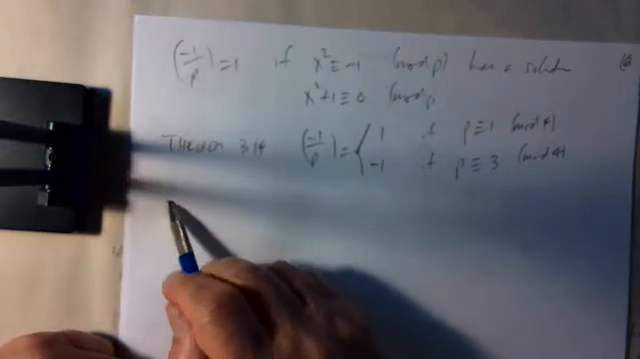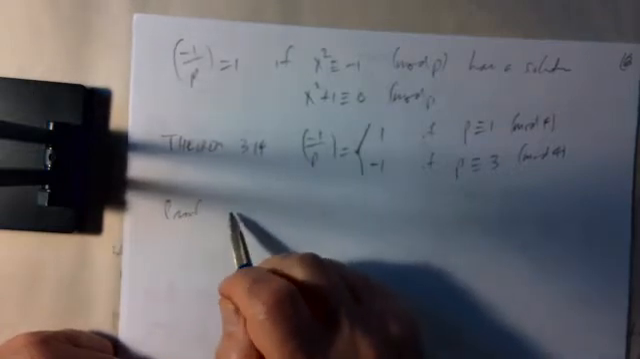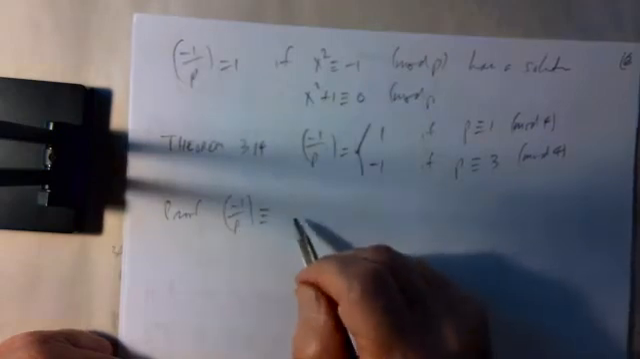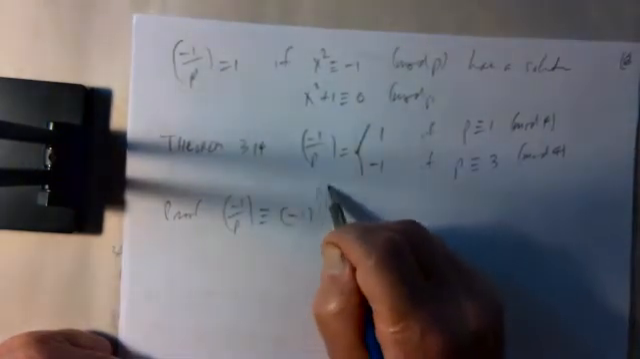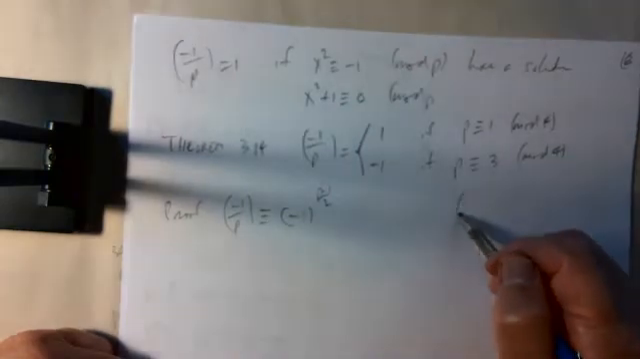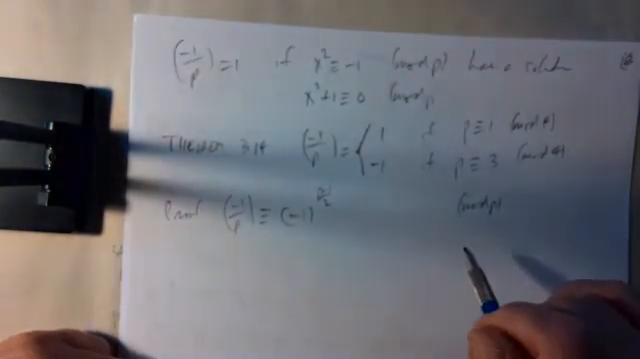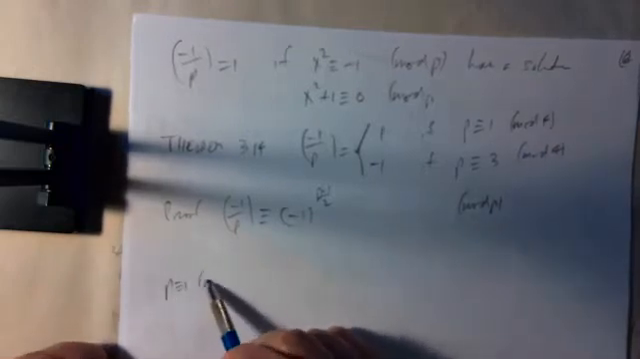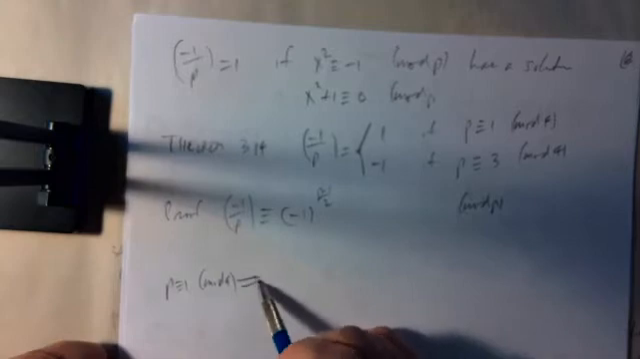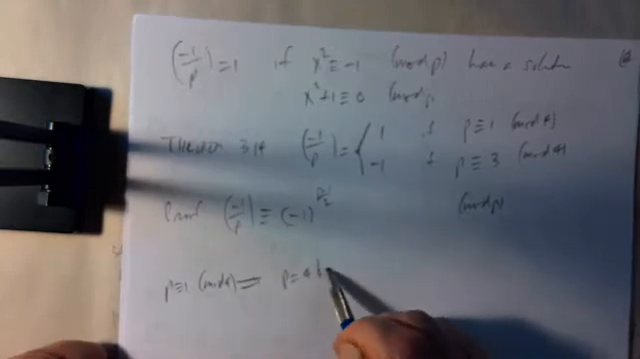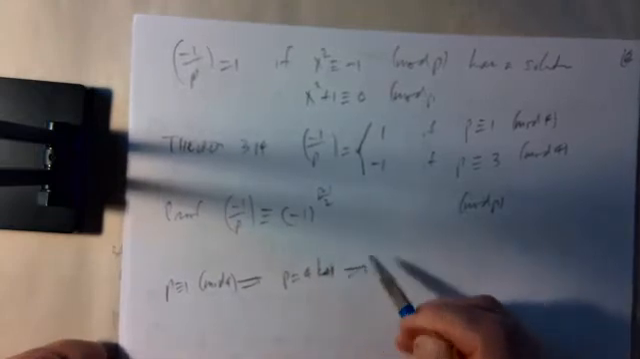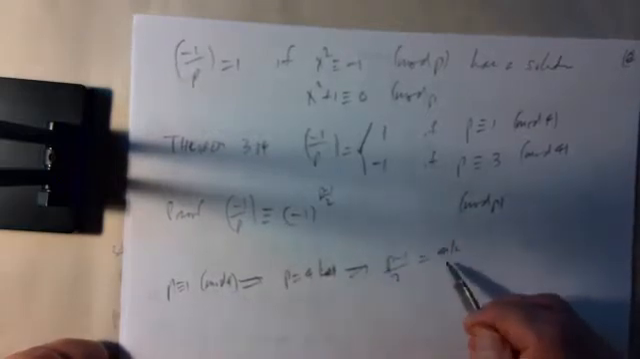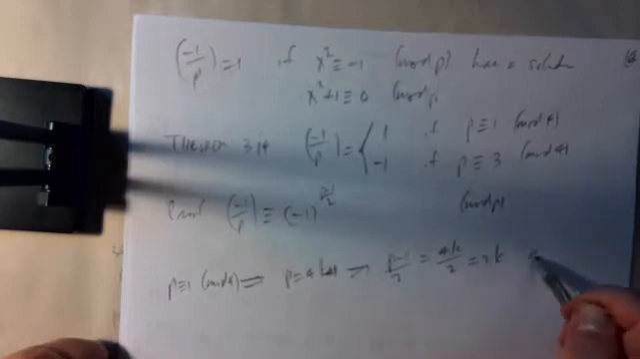And what is the proof? Well, the proof is pretty simple. Minus 1 over p is congruent to minus 1 to the p minus 1 over 2 mod p. Let's see. If p is congruent to 1 mod 4, that means p is 4k plus 1. That means p minus 1 is 4k. P minus 1 over 2 is 4k over 2, which is 2k. That's even.